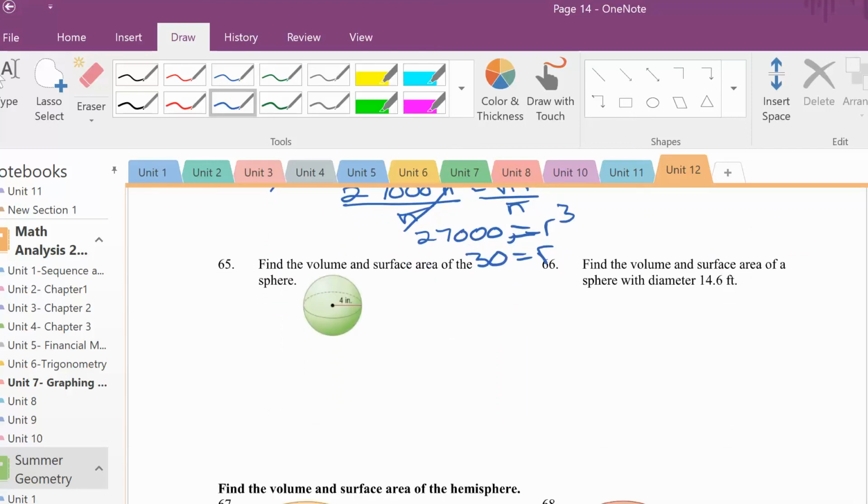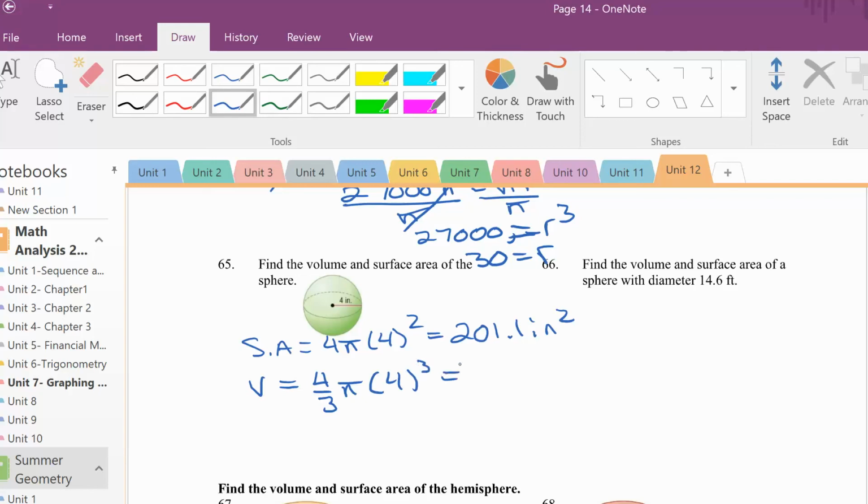So it says find the volume and surface area of this sphere here. So the surface area, remember, is 4 pi r squared. So 4 times pi times 16 gives you 201.1 square inches, and the volume is 4/3 pi r cubed. So when you multiply that, you get 268.1 cubic inches.